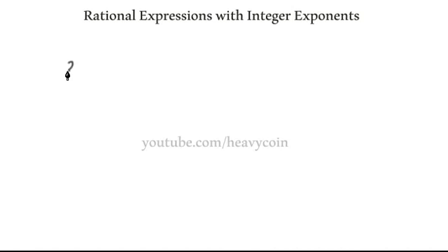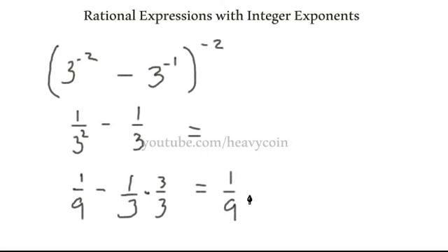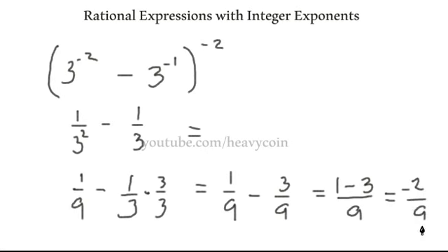Alright, let's see if you can get this one here. This is going to be 3 to the negative 2 minus 3 to the negative 1, and it's all raised to the negative 2. So I can rewrite this as 1 over 3 squared minus 1 over 3. Now we're just going to focus on what's in parentheses here. I need to get a common denominator. This is 1/9 minus 1/3. So we're going to multiply a 3 over 3 here so we get a common denominator. So we end up with 1/9 now minus 3/9, which becomes 1 minus 3 over 9, which is negative 2/9.